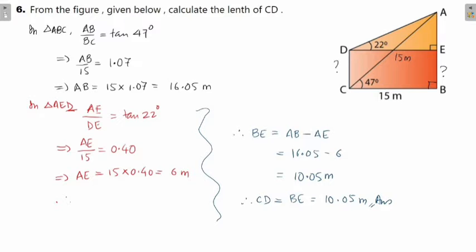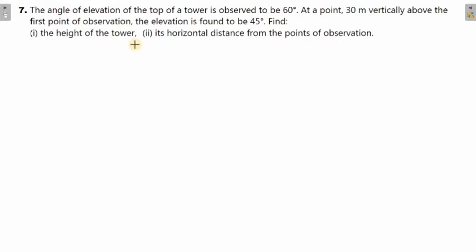Alright, so we have another question. The question says: The angle of elevation of the top of a tower is observed to be 60 degree. At a point 30 meter vertically above the first point of observation, the elevation is found to be 45 degree. Find number 1, the height of the tower, number 2, the horizontal distance from the point of observation.